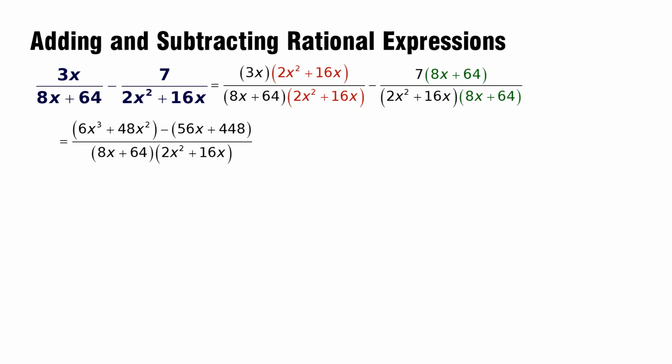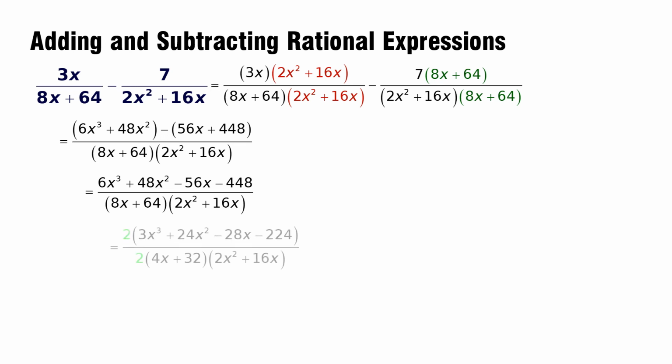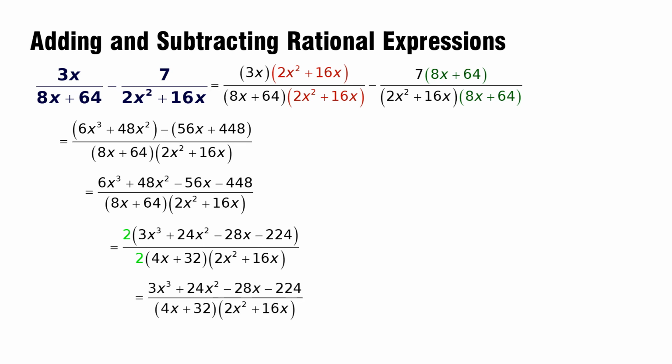When you decide to remove those parentheses, you'll remember to distribute the negative to the 56x and the 448, coming up with a numerator of 6x cubed plus 48x squared minus 56x minus 448. Now, maybe you'll decide to take out a factor of 2 because everything's divisible by 2. I took 2 out of the 8x plus 64 in the denominator. And we'll cancel out the 2's. And now you're left with a very simple little 3x cubed plus 24x squared minus 28x minus 224, all over the factors of 4x plus 32 and the factor of 2x squared plus 16x.